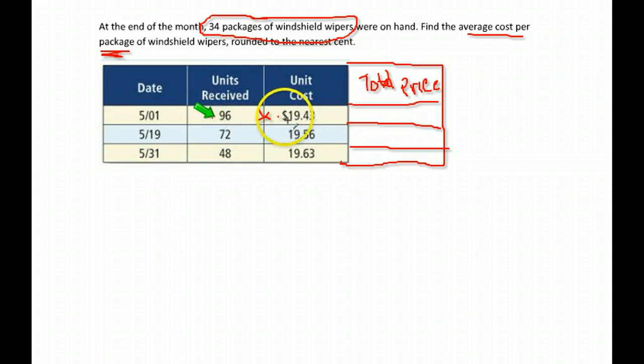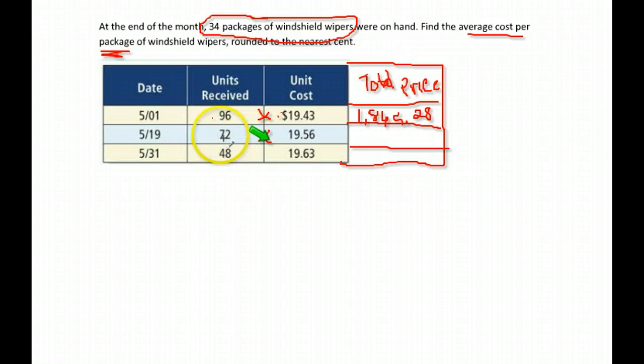96, if you order 96 items at $19.43 a piece, what would be the price of that order? So we go 96 times 19.43, and we get $1,865.28. Okay, go to the next line.